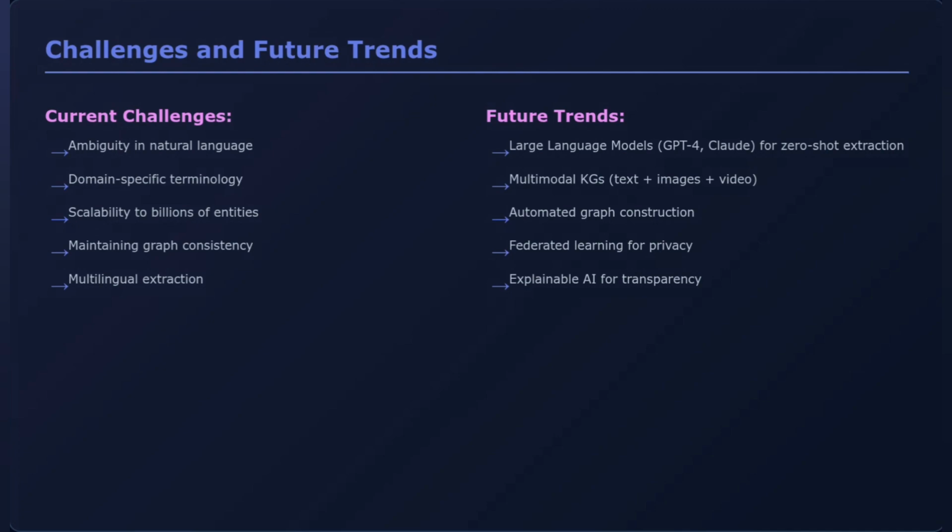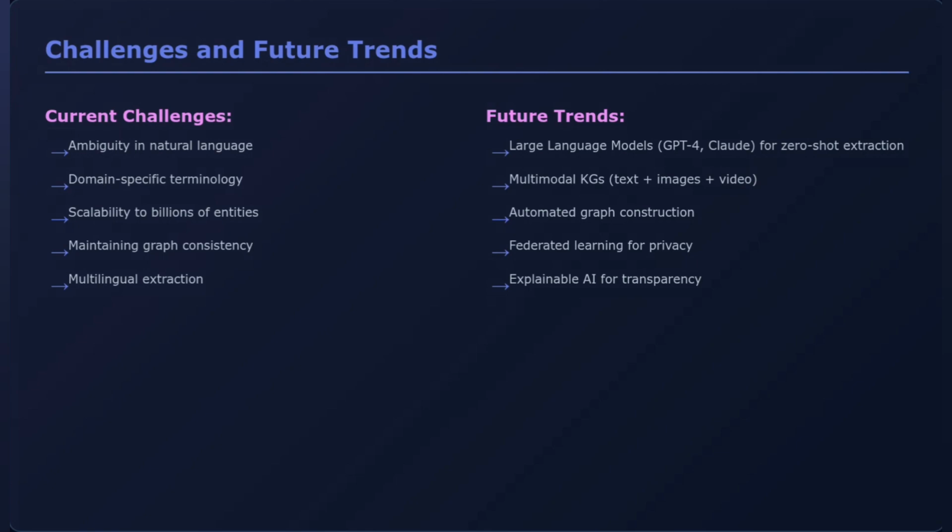Now, I wouldn't be doing my job if I didn't talk about the challenges and where this technology is headed. Let's be real. Building accurate knowledge graphs is hard. Here are the main challenges. Ambiguity. Apple could be a fruit, a company, or a record label. Natural language is inherently ambiguous. Domain-specific terminology. Medical texts, legal documents, and technical papers use specialized vocabulary that general models struggle with. Scalability. Google's knowledge graph has over 500 billion facts. Storing, updating, and querying graphs at this scale requires serious engineering.